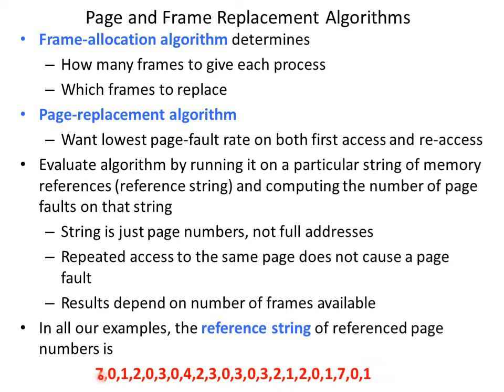These are the pages which are requested by a process to be brought into the main memory, and every algorithm computes the number of page faults on that string. The string is just page numbers, not full addresses. Repeated access to the same page does not cause a page fault, and results depend on the number of frames available. For example, we have taken this reference string as 7, 0, 1, 2 like this. These are just page numbers, not full addresses.